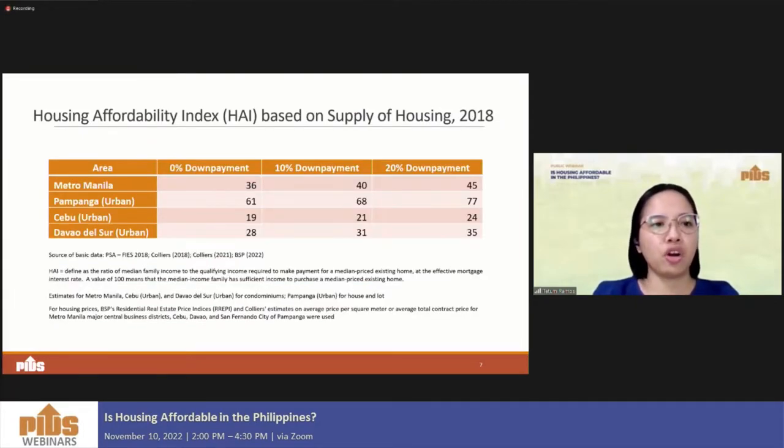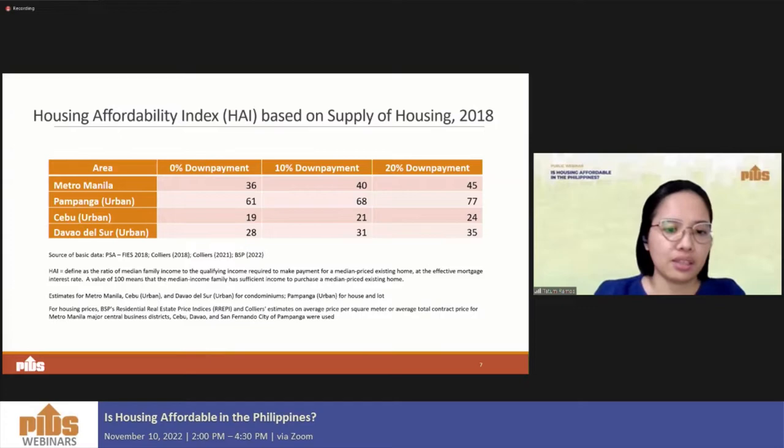We also adopted this measure called the Housing Affordability Index, or the HAI, which is usually defined as the ratio of median family income to the qualifying income that's required to make payment for a median priced house. And a value of 100 for the HAI means that the median income family has sufficient income to purchase a median priced house. And we tried getting the estimates for selected areas based on available data. So you will notice that on the table, the values of the HAI are below 100. And this would reflect that a typical family in the particular areas was not able to afford housing that was being supplied in the market back in 2018.